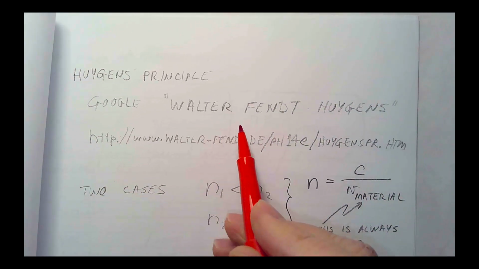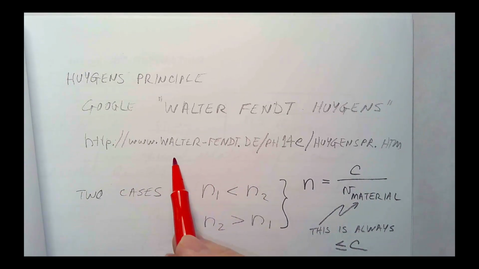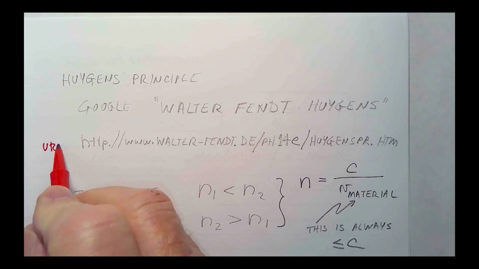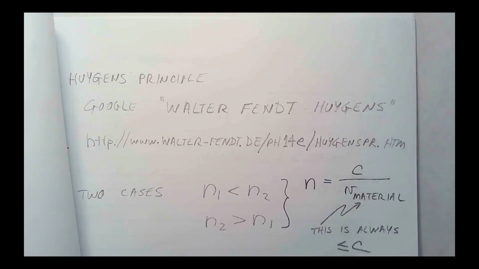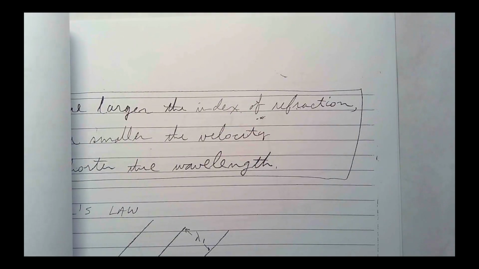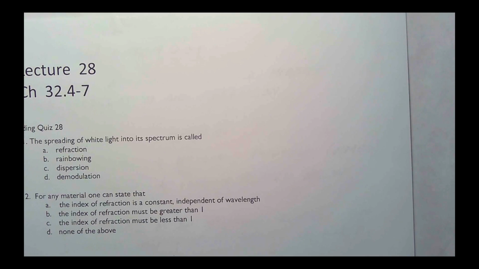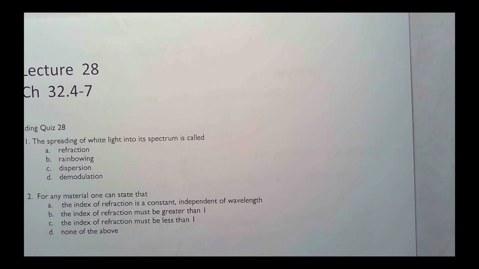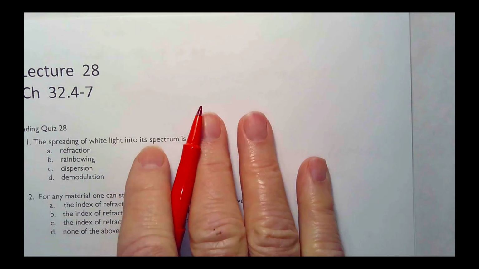This applet, Walter Fendt Huygens, which is at this URL, and I'll give that to you, is a much better way to talk about this mathematical material than going through the dry mathematics. This is an important lecture because, in addition to being second to the last, it sets up how lenses work. We've learned how mirrors work.